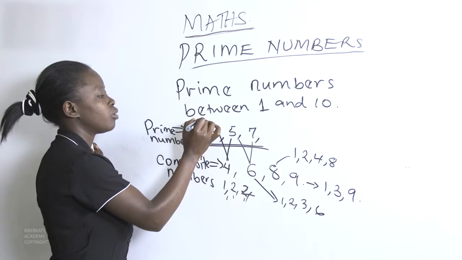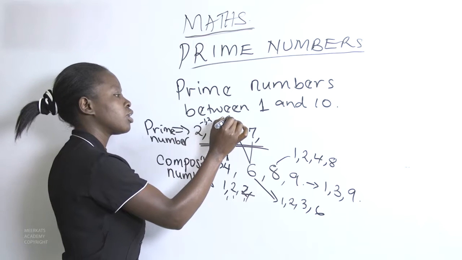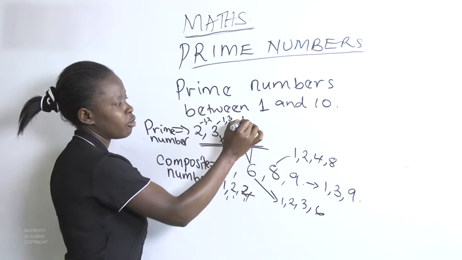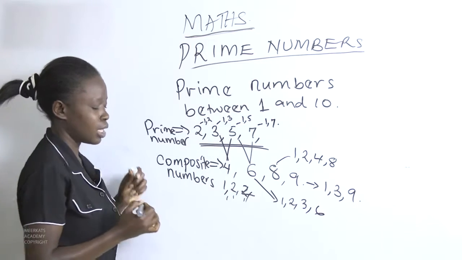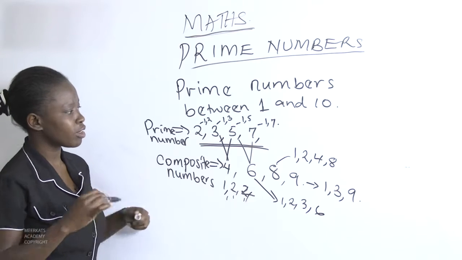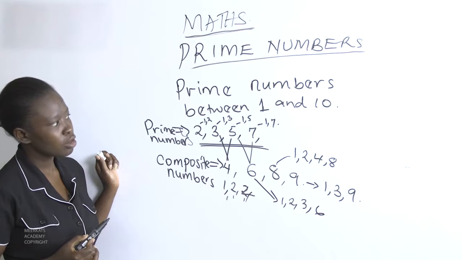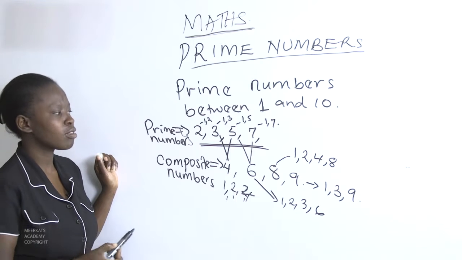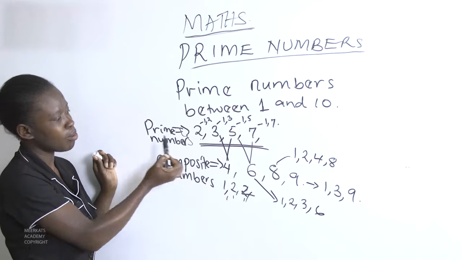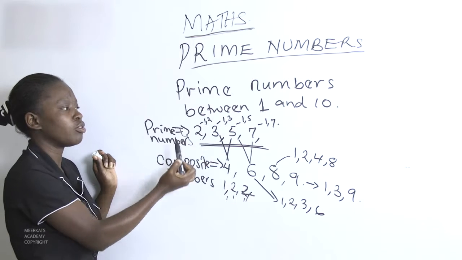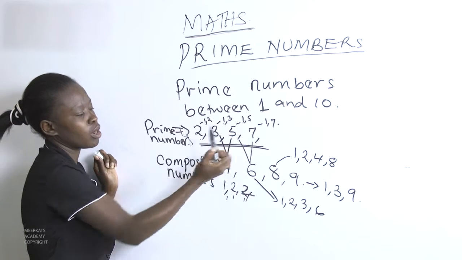The factors making up 2 are 1 and 2. The factors making up 3 are 1 and 3. The factors making up 5 are 1 and 5. The factors making up 7 are 1 and 7. So prime numbers have only two factors, that is 1 and itself. For example, 2 has only 1 and 2, 3 has 1 and 3, 5 has 1 and 5, 7 has 1 and 7.